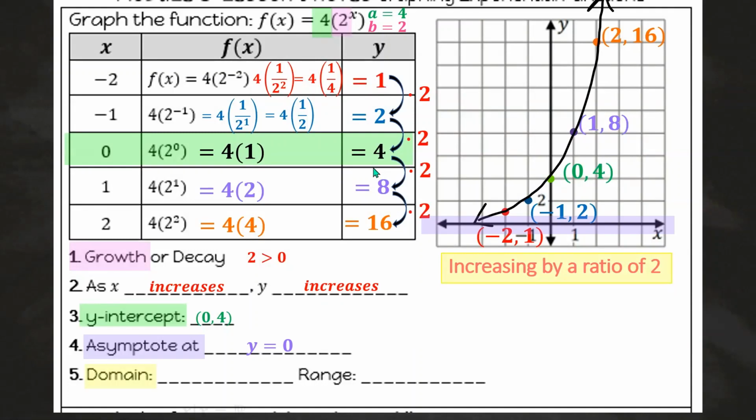The domain, all of the possible x values, is all real numbers. And the range, again, relates to my asymptote, is going to be any y value that is greater than 0.